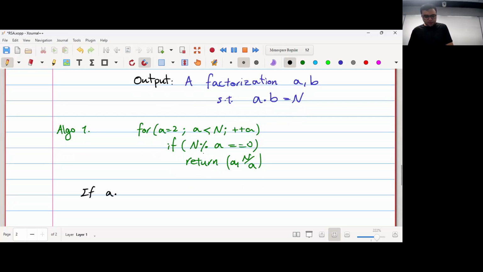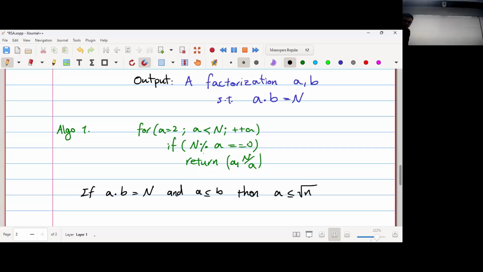If a times b is n, then one of them has to be less than or equal to square root of n, right? I cannot have both a and b being greater than square root of n. So if a times b is equal to n and a is less than or equal to b, then a is less than or equal to square root of n. Which means that in this algorithm, even though I have written my for loop like this, it is not going to go after square root of n, because it's going to find the smallest factor of n, and the smallest divisor of n other than 1 is definitely less than or equal to square root of n.